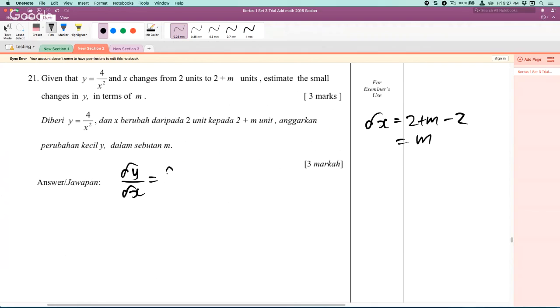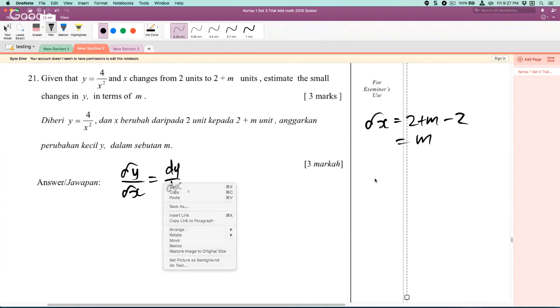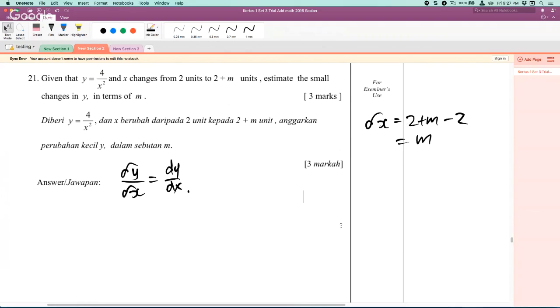Change of y over change of x equals dy/dx. All right, so of course we will need to actually do the dy/dx here.